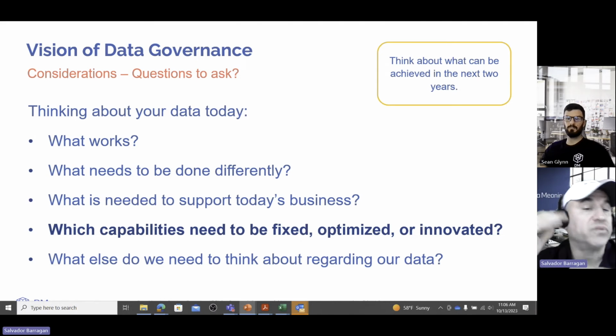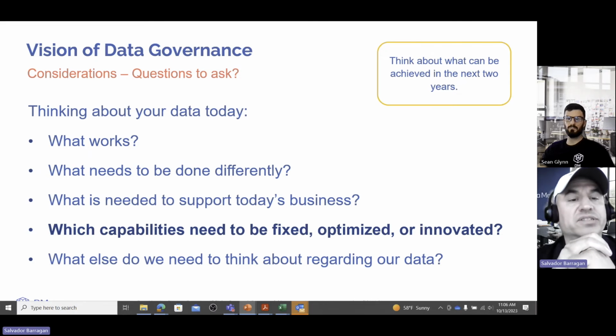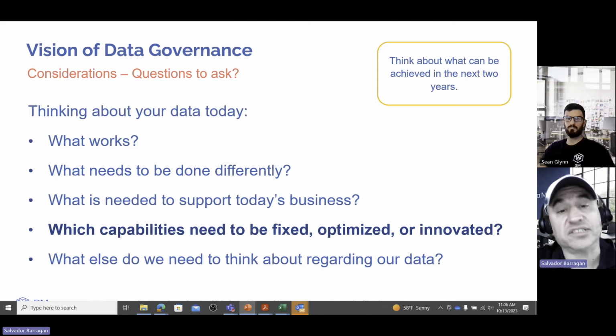At the same time, there's also areas that you need to address. So what needs to be done differently? You're going to find things in your organization that, maybe the transformation process is taking too long. Maybe the loading of data from one application to another not only takes long, but has some problems in terms of not loading complete data. So those are just a couple of examples of what can be done differently.